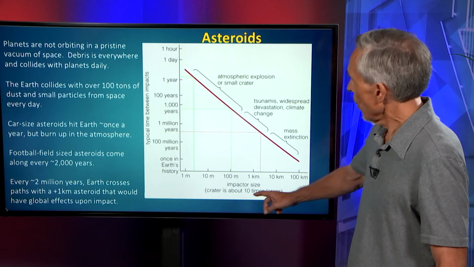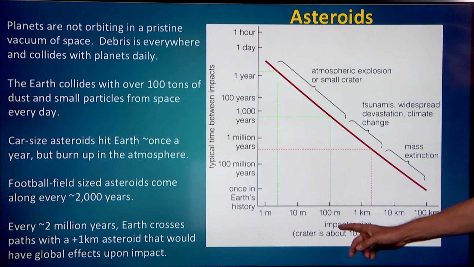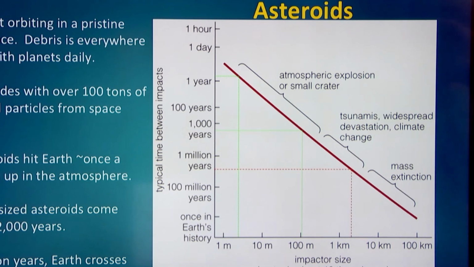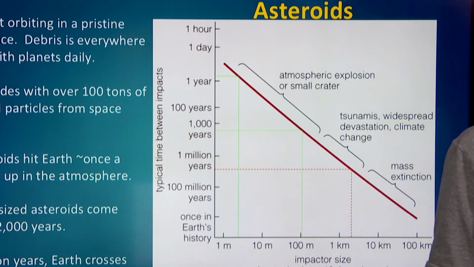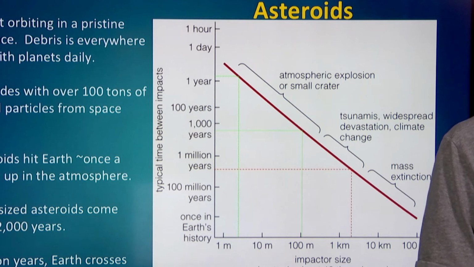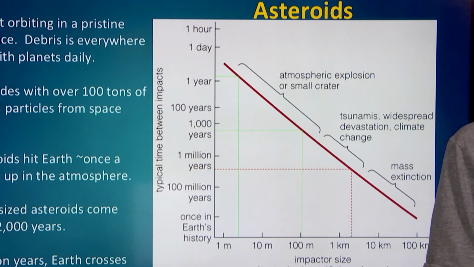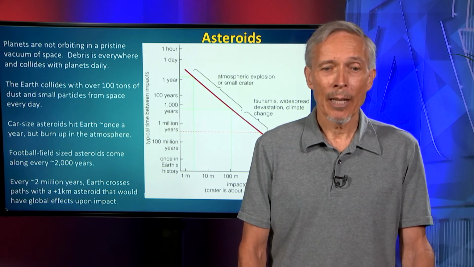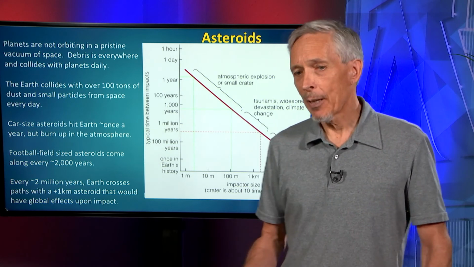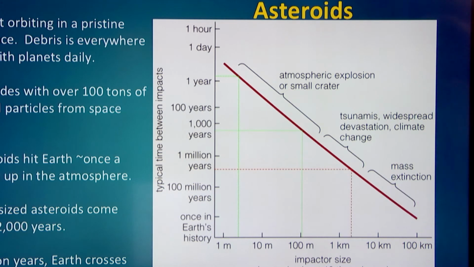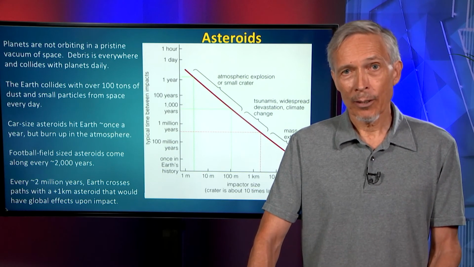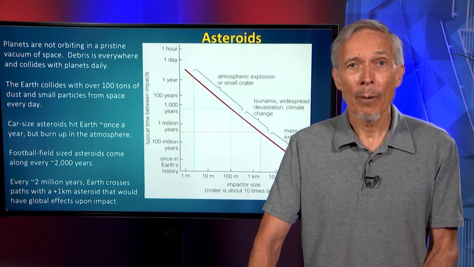This graph shows the typical time between impacts as a function of the size of the impactor. Basically, there's a logarithmic distribution of debris out in space, many more small pieces of space junk than large pieces. And so the small pieces of debris hit much more frequently than the large pieces, but do correspondingly less damage. If we scale up and go to the high end of this range, we see that every few million years, the Earth is going to cross paths with an asteroid, maybe hundreds of meters across, that would have global effects upon impact. And such incidents, occurring very infrequently, can cause a mass extinction.